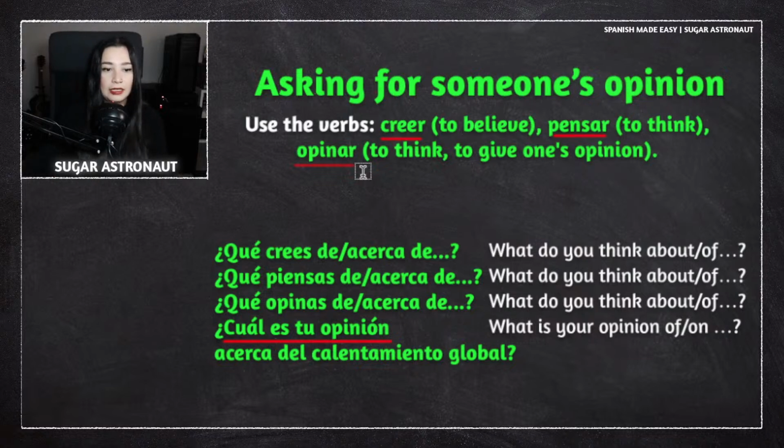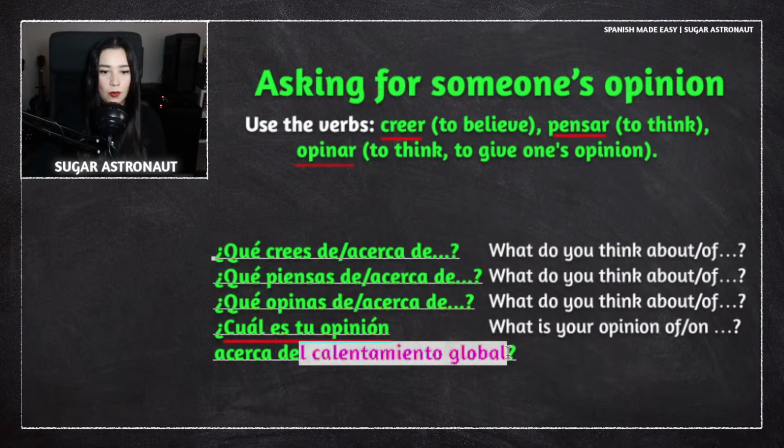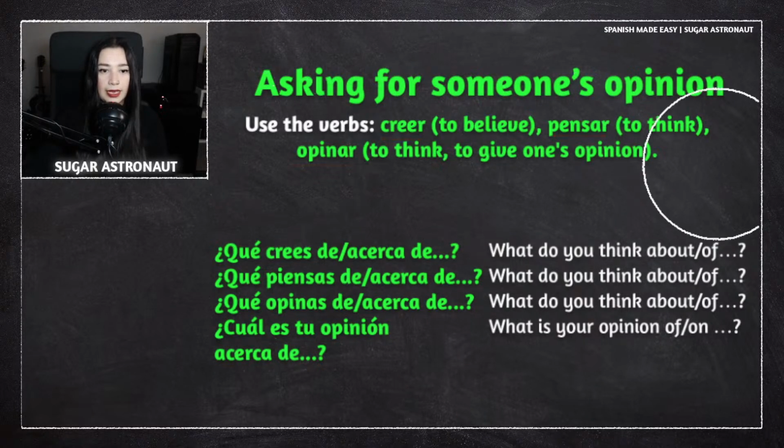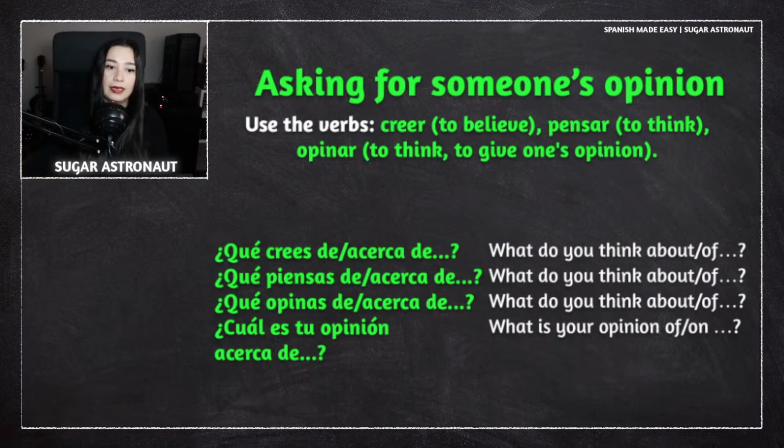Okay, so this question here, ¿cuál es tu opinión acerca de? That means, what is your opinion of or on? Okay, so we have here very good questions when asking for someone's opinion. ¿Qué crees de? Or ¿qué crees acerca de? ¿Qué piensas de? Or ¿qué piensas acerca de? ¿Qué opinas de? Or ¿qué opinas acerca de? And ¿cuál es tu opinión acerca de? Okay? So all of those questions are very useful when doing this.